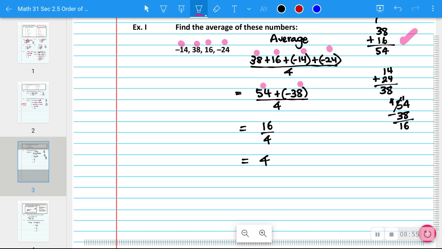You can see over here the calculations. And then I've got opposite signs. I'm going to add those. When the signs are opposite, you actually subtract. So here you get 16, and 16 finally divided by 4 gives 4. So the average of those numbers is 4.